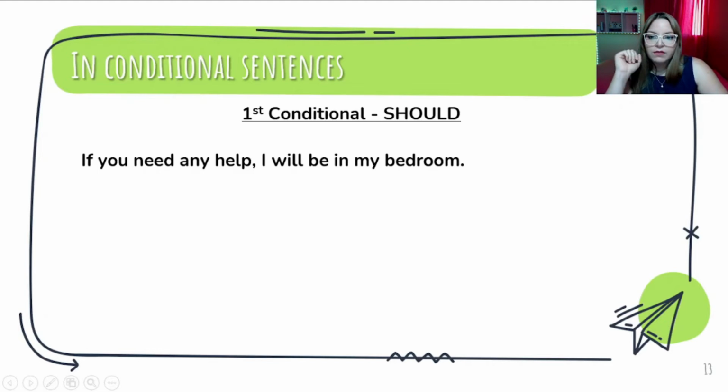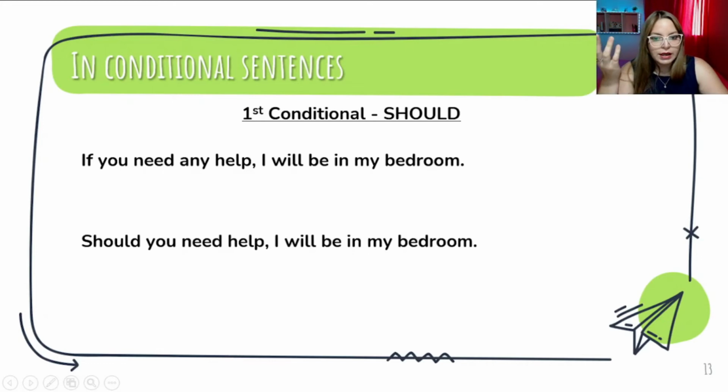Here we have, if you need any help, I will be in my bedroom. So how do we invert this sentence? Should you need any help, or should you need help, I will be in my bedroom. In this case, as I said before, we are using the word should, and this is our modal verb, which should be put at the very beginning. Then it is followed by a personal pronoun functioning as our subject. Should you need help, I will be in my bedroom.